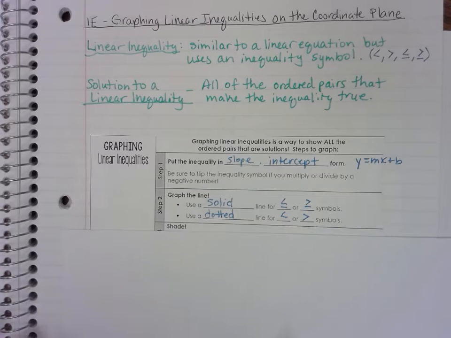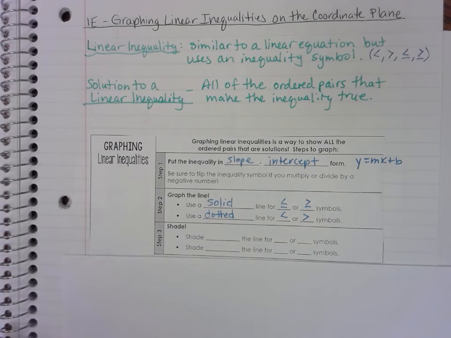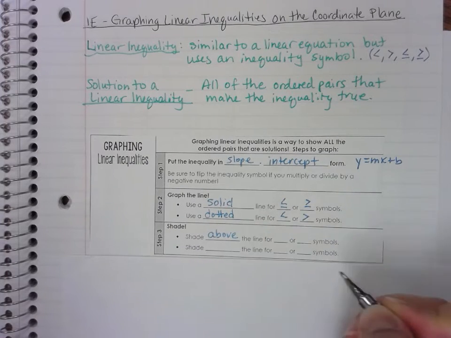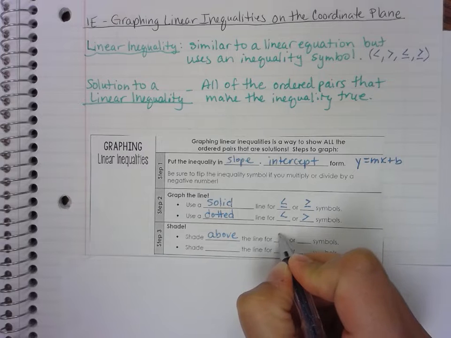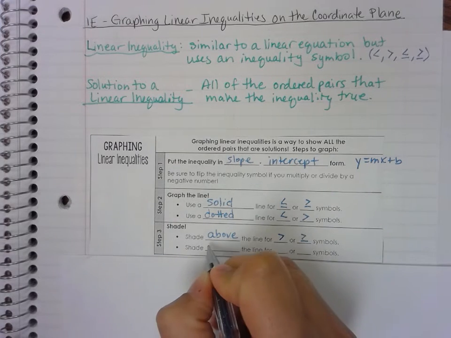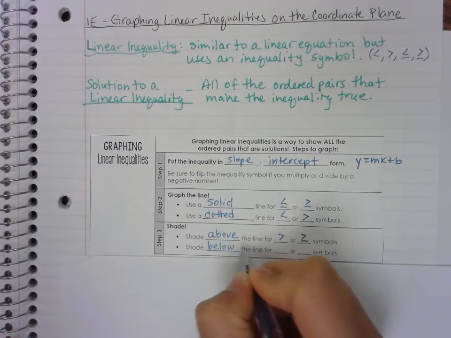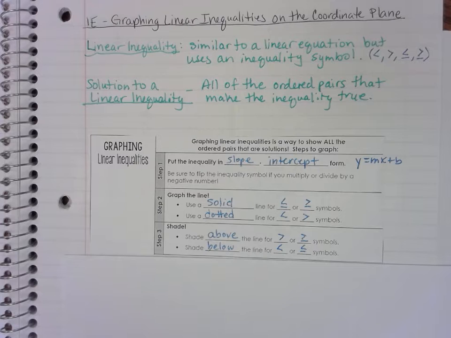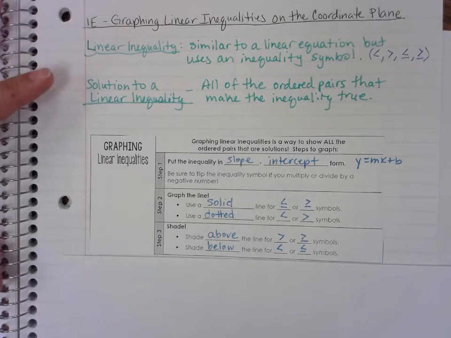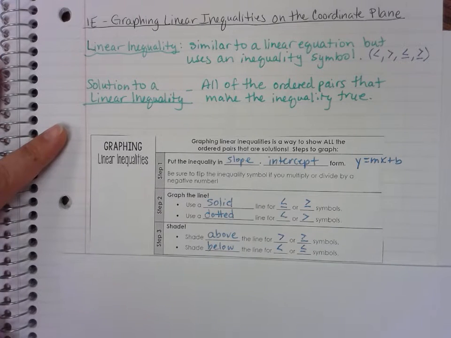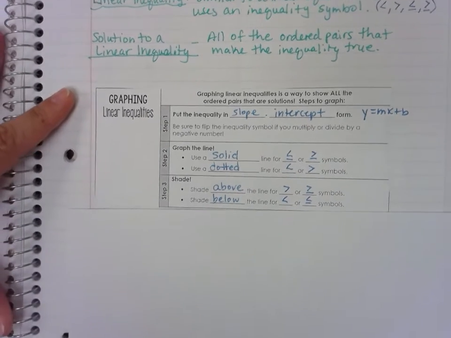So then we take a look at how to shade. We're going to shade above the line for greater than or equal to symbols, and we're going to shade below the line for less than or equal to symbols. What does all of this look like? So below you're going to see 4 pictures and I will explain each one. Remember to pause at any time to write down any extra notes.